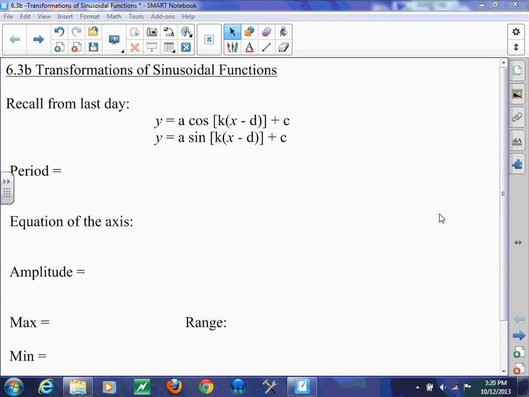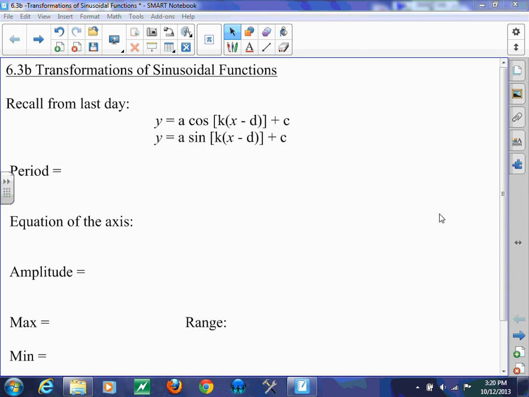Last lesson, ladies and gentlemen, we used the graphing calculator, or the TI-83, to help us produce graphs to help explain the changes of A, K, D, and C. Today we're going to learn the key components, i.e. the amplitude, the period, the axis, the min-max, to help us draw our graphs without actually using a graphing calculator. So we're going to do it by hand today.